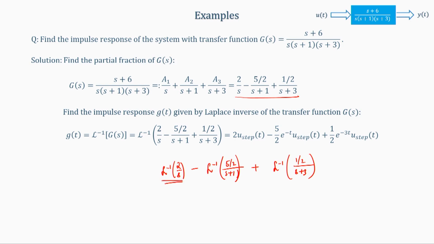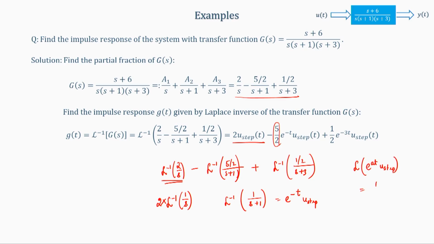But what is the Laplace inverse of 2 by s? 2 times, because the Laplace inverse of 1 by s is the unit step signal. 2 is a constant, so I can take it out. So, 2 times 1 by s gives 2 u step. Similarly, I took out 5 by 2, and what is the Laplace inverse of 1 by (s plus 1)? This is nothing but e to the power of minus t times u step, right? Because what was the Laplace transform of e to the power of a t u step?